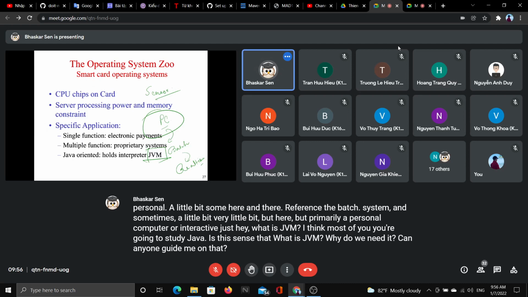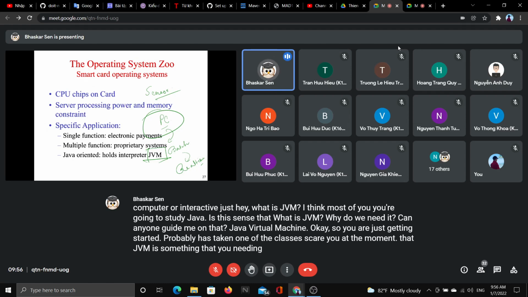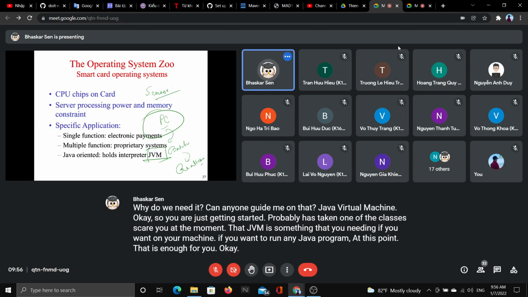Java virtual machine. Okay, so you are just getting started. Probably you've taken one or two classes. I don't want to scare you at the moment. Now, JVM is something that you need on your machine if you want to run any Java program. At this point, that is enough for you. And the rest of the things you will learn in your Java course.